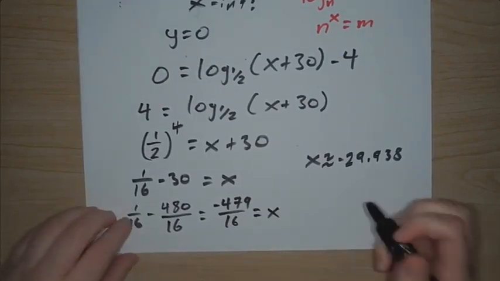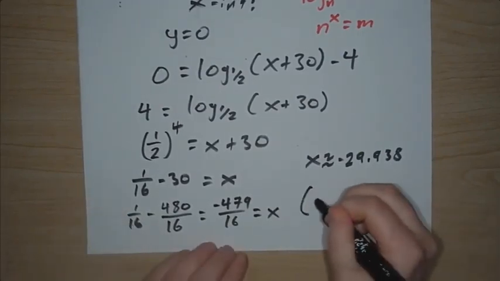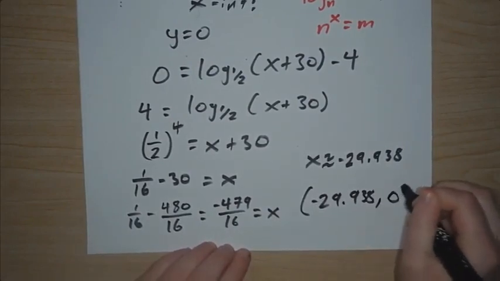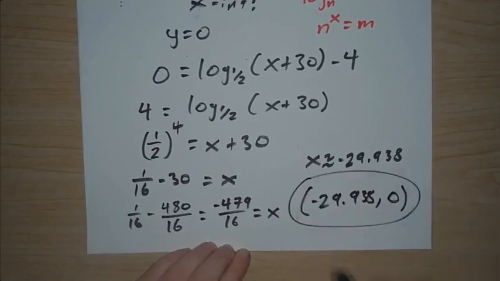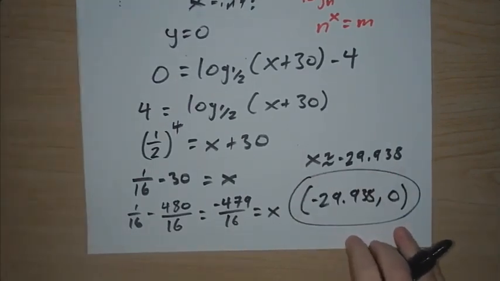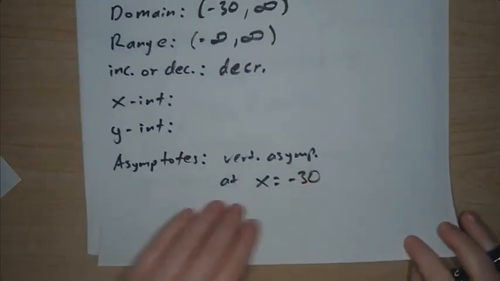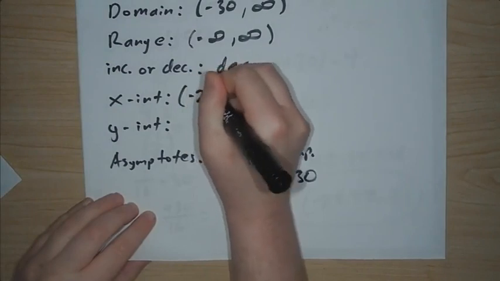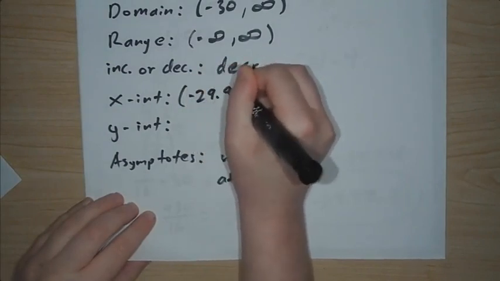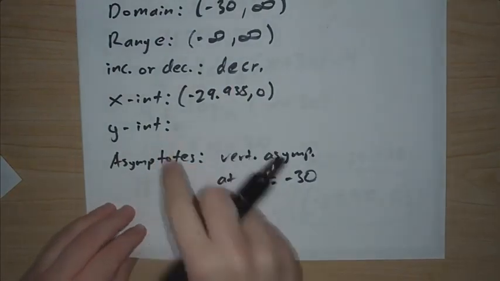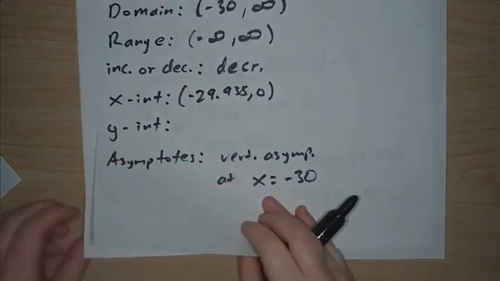And those are equivalent. So our x-intercept is negative 29.938. Remember, we have to write it in point form. So we can actually write that over here. Our x-intercept is negative 29.9380.